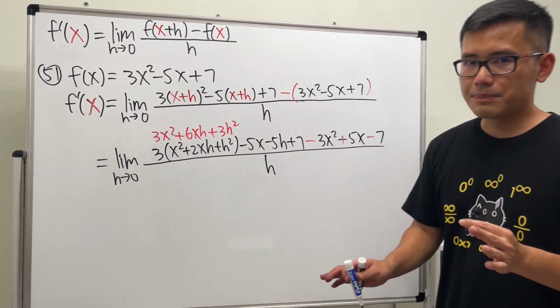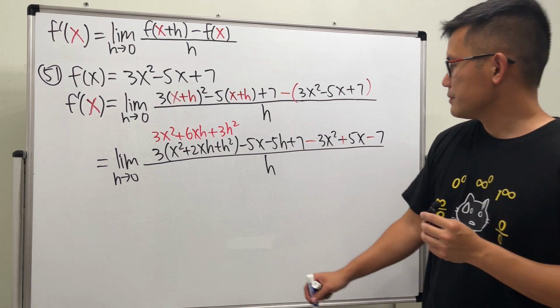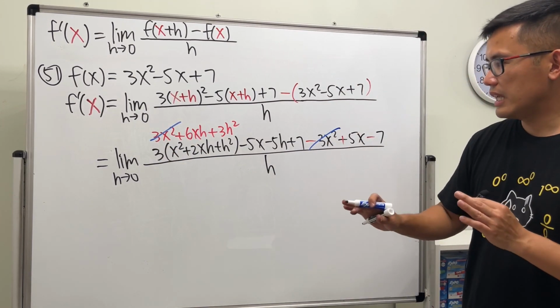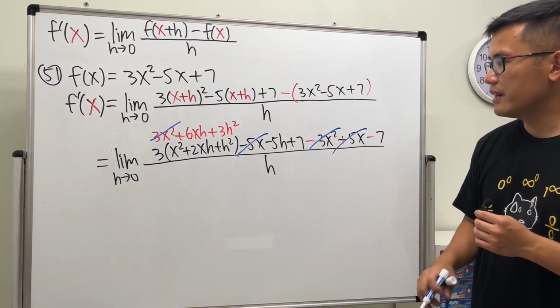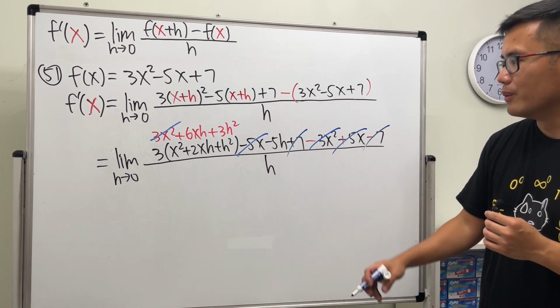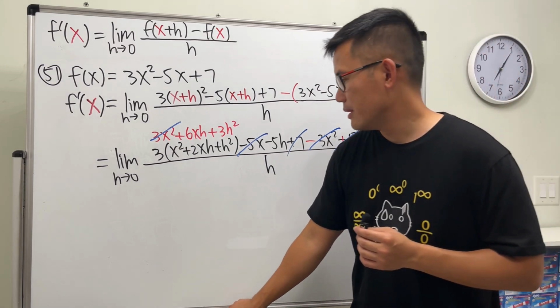Now, here's the best part. We can cancel things, hopefully. Let's see. 3x squared, negative 3x squared, cancel, good. Negative 5x, positive 5x, cancel, good. 7 minus 7, no more, good. This and that remains on the top.